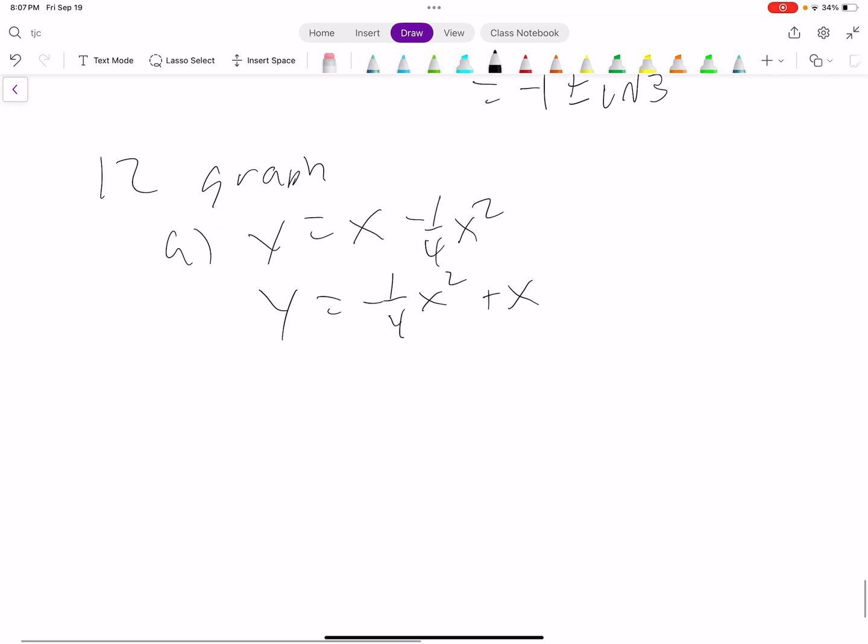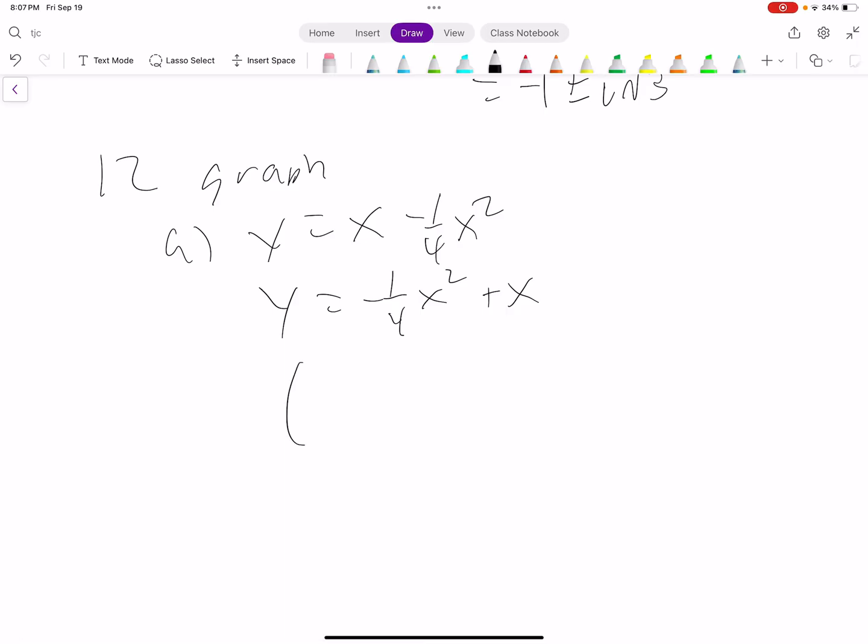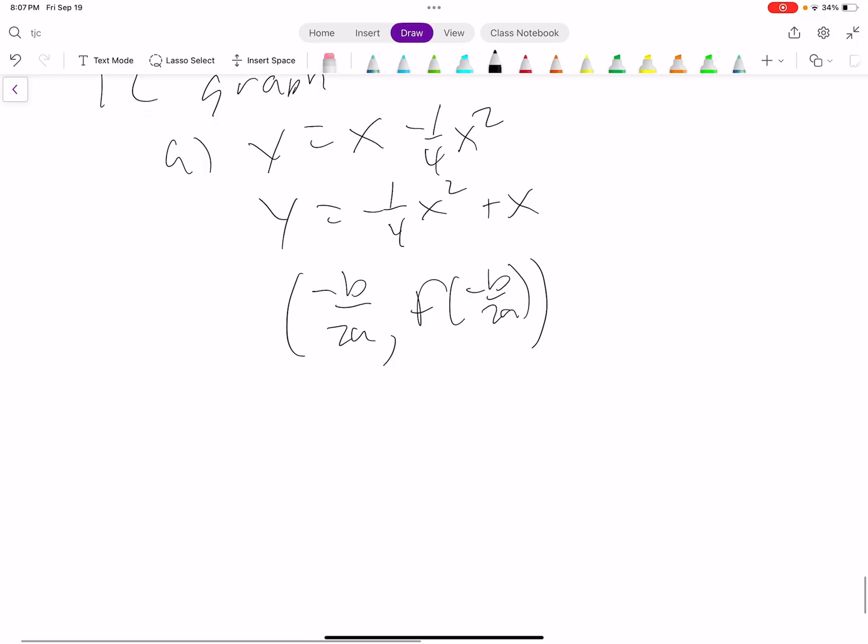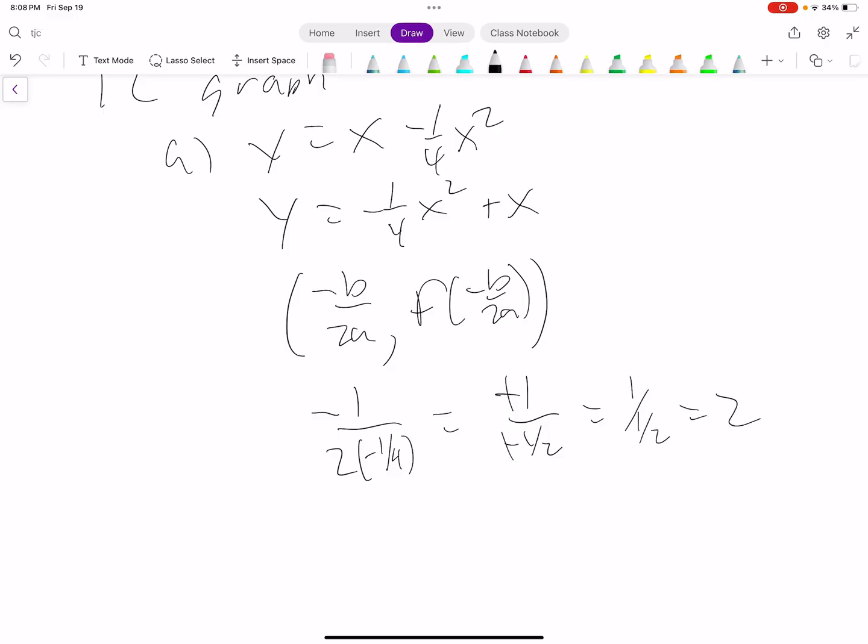I need to find the vertex. To find the vertex, because we know this is a parabola, we're going to use the equation x equals -b over 2a. b is 1 in this case, so this is -1 over 2 times -1/4, which is -1 over -1/2. The negatives cancel, and it's 1 over 1/2, which is just 2. So that's our x value.